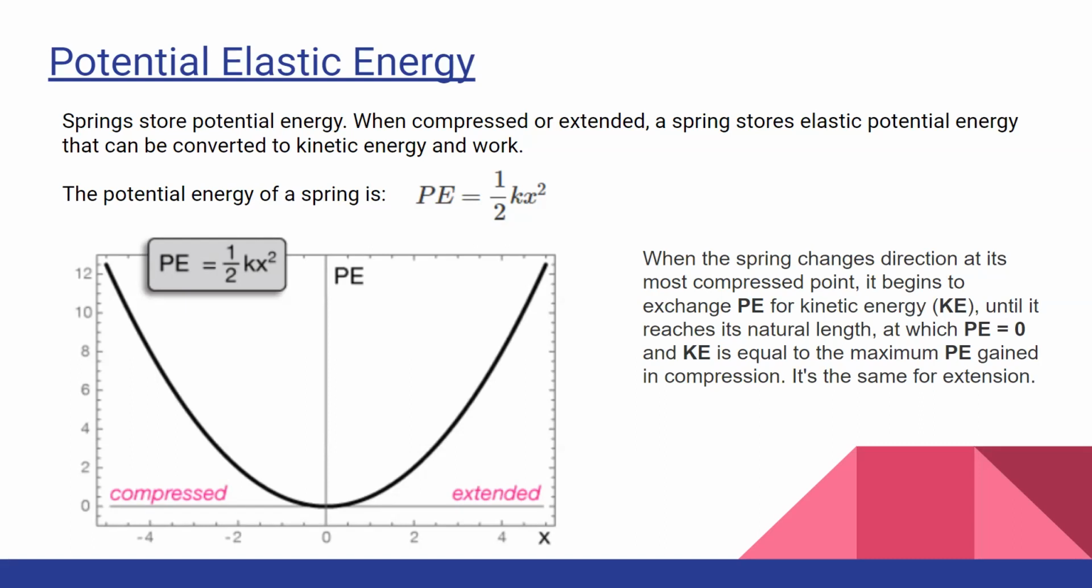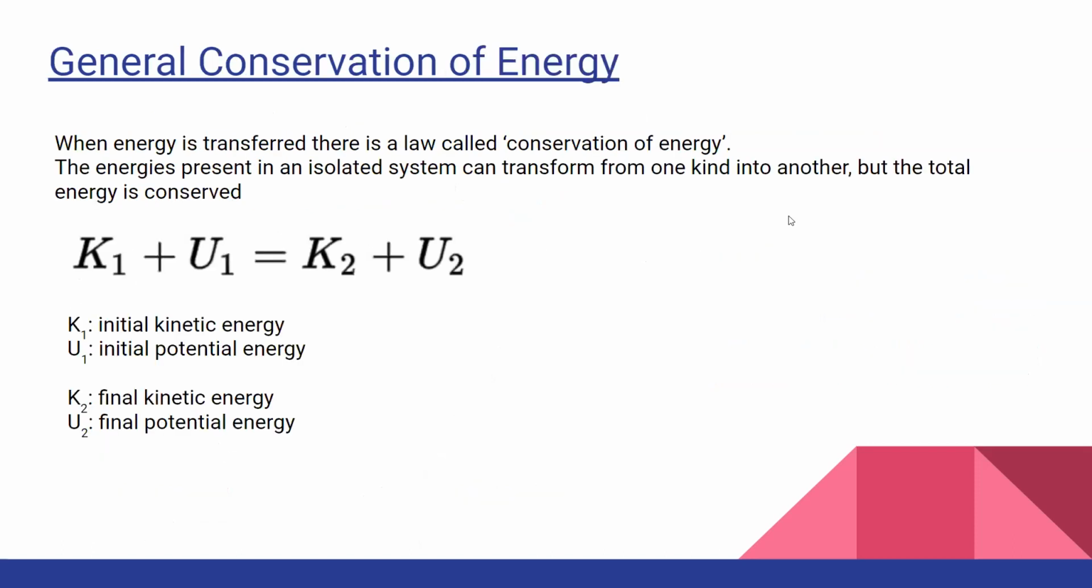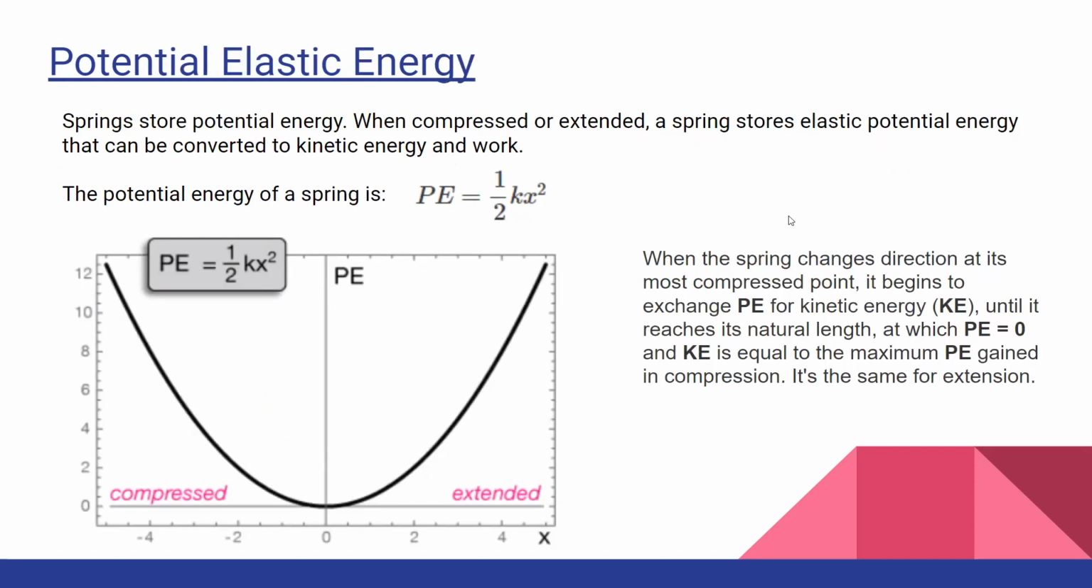The potential energy of a spring is given by the formula U is equal to 1/2 kx squared. Here it's written as PE, but typically energy is denoted with a capital U. k is the spring constant of the spring, and x is the displacement, or the length that the spring is stretched.